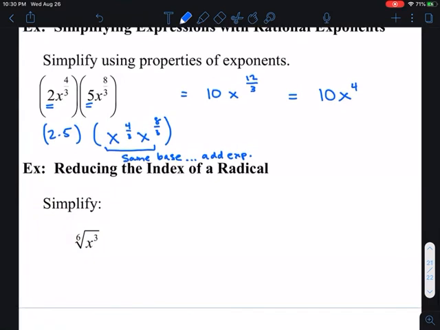And let's try one more with reducing the index of a radical. So we have the 6th root of x to the 3rd. So I'm going to take and rewrite this as x to the 3rd to the 1/6. Again, if you need to go back to Mrs. Beyerschmidt's idea of the square root, the thing on the outside tells you what the denominator is. So that means we're going to have a 3/6. So x to the 3/6, we can simplify that 3/6 to get a 1/2, which means we're going to end up with the square root of x.